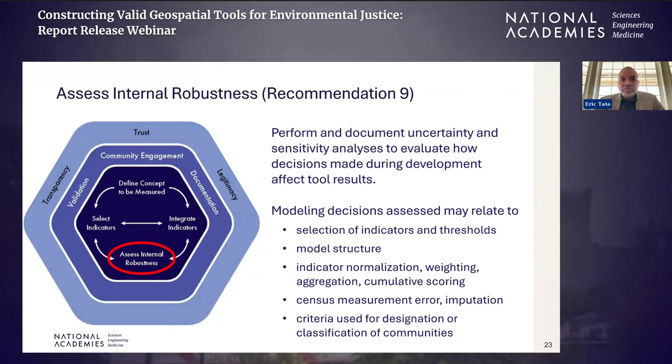The last recommendation in the report is around assessing internal robustness. And the recommendation is to conduct what's known as uncertainty and sensitivity analysis. Essentially, this approach allows us to understand the effect of all the modeling decisions. So we can think of these EJ tools as fairly simple indicators, but they involve a lot of decisions that are embedded around the choice of indicators, the model structure, for example, CEJST saying that you need to exceed the 90th percentile of an environmental burden and a low income burden. That's the structure of a model. Normalization, weighting, and aggregation, how are you doing cumulative scoring? Some things we didn't talk about are the error that's inherent in census data, how you're going to handle that or not, imputing missing values, all sorts of decisions that are made, and through uncertainty and sensitivity analysis, they can be assessed. Next slide, please.